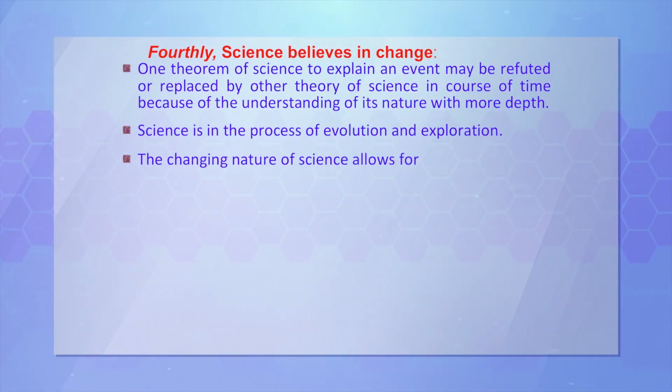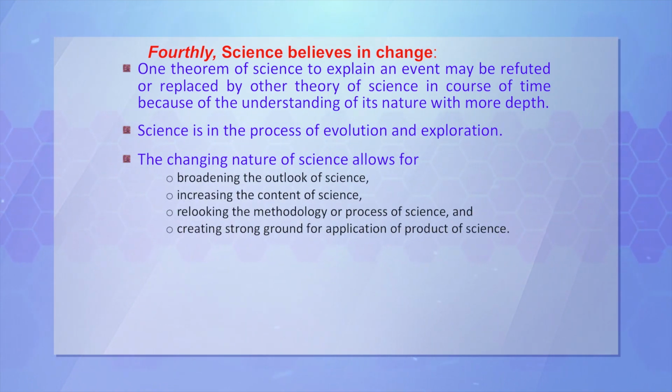Previously, scientists were claiming that there are 9 planets in the solar family. Nowadays, many scientists claim that there are 8 planets in the solar family. The changing nature of science allows for broadening the outlook of science, increasing the content of science, relooking the methodology or process of science, and creating a strong ground for application of the product of science.